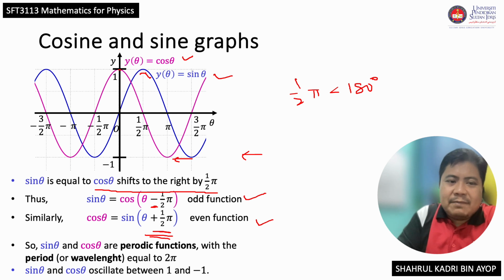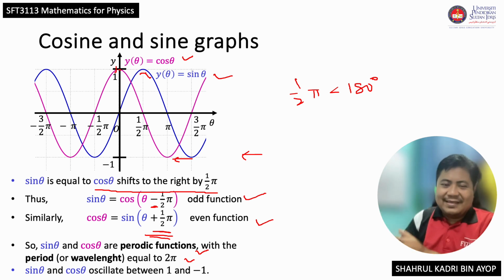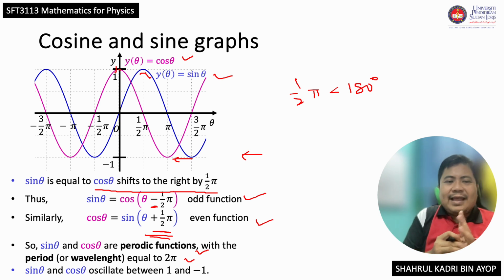Both of them are periodic functions with a period of 2 pi. They repeat themselves every 2 pi, and they oscillate between 1 and -1. These are important properties of the cosine and sine graphs.